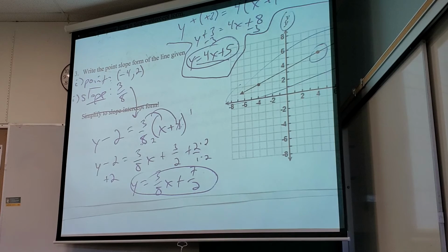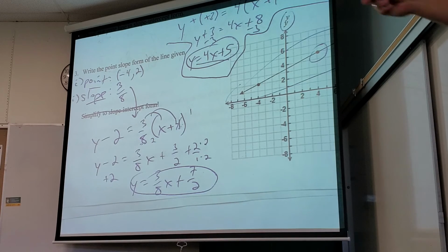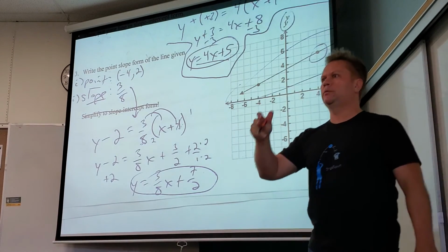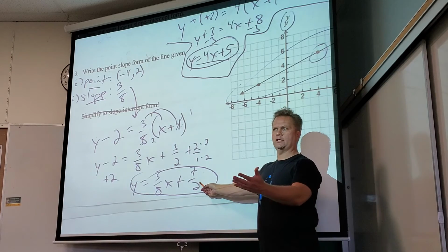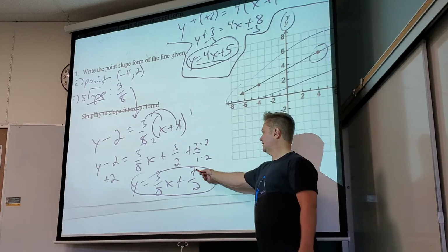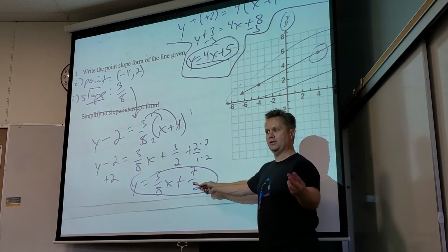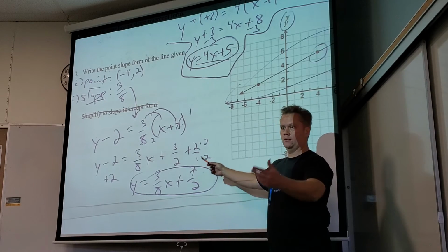Real quick, just to point something out. 7 halves. What is that better known as? What is that as a mixed number? 3.5. Is that cool? Because 7 halves is 6 halves and a half. 6 halves is 3, so 3.5.